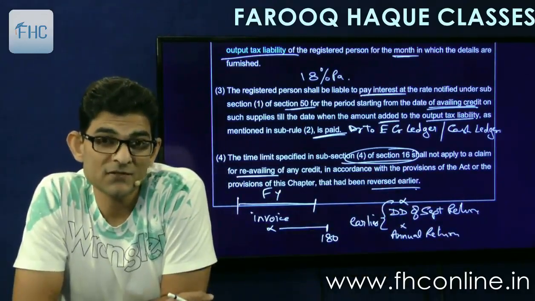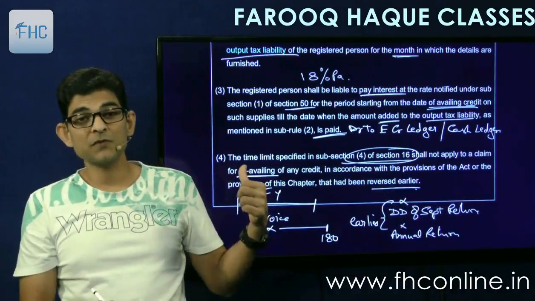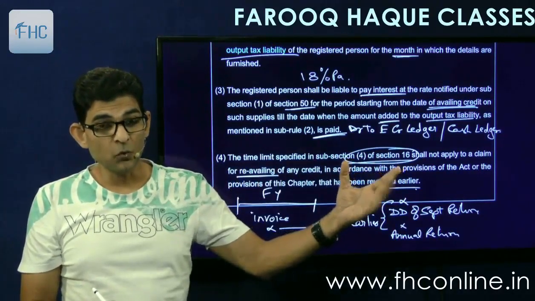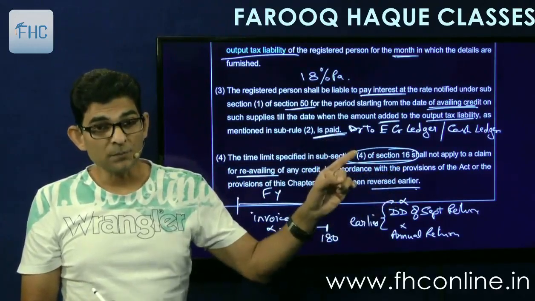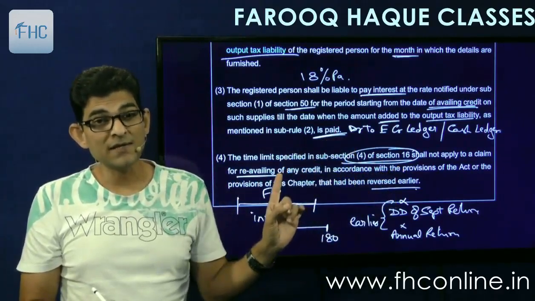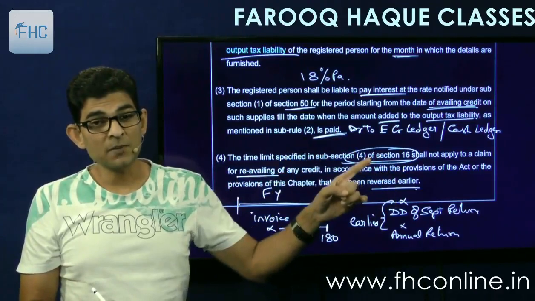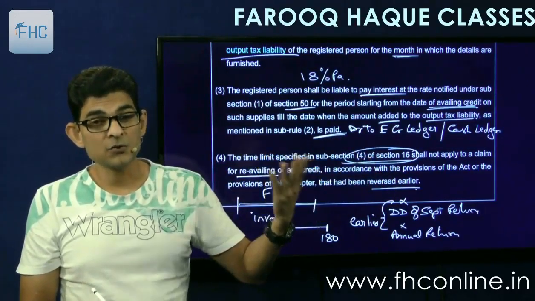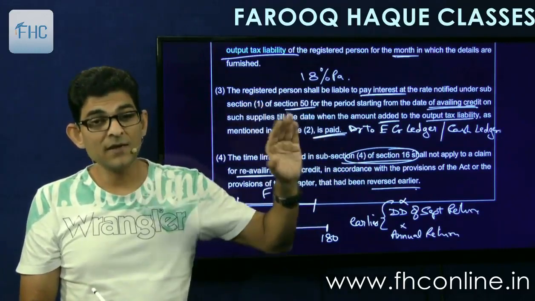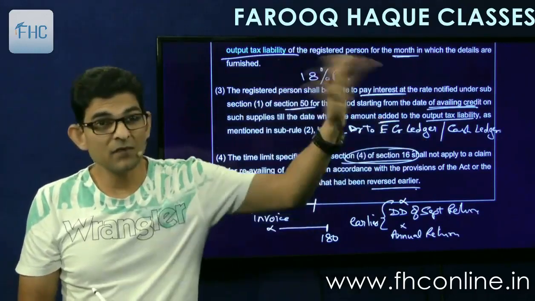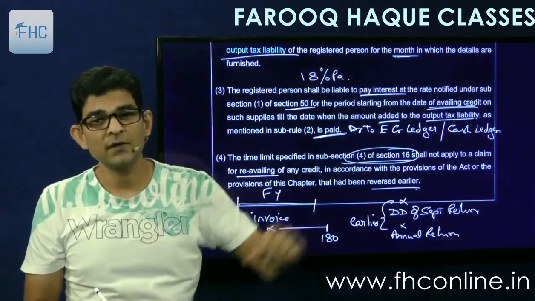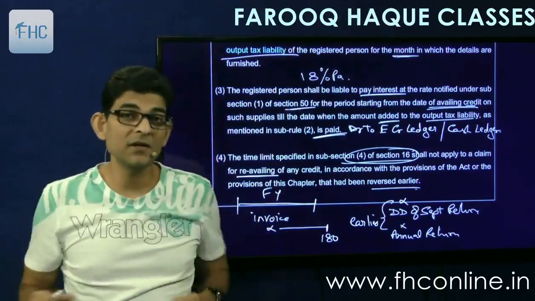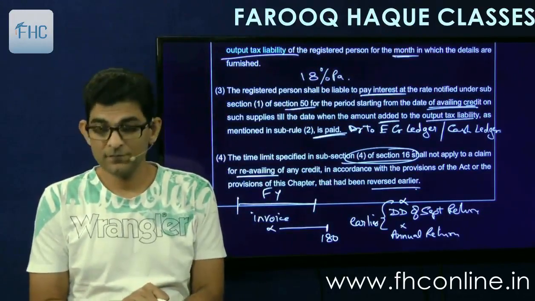So the answer is yes. Because of this, sub-rule 4 specifically says that the time limit of 16(4), that is this, does not apply for re-availing the credit. So this time applies only for initial credit, not for re-availment of credit. So if I have reversed the credit and then I have to re-avail it, I can re-avail any time in future. Whenever I make payment to the supplier, I can re-avail the credit.